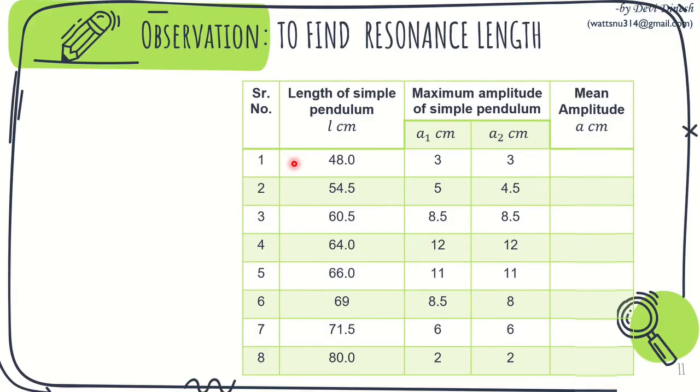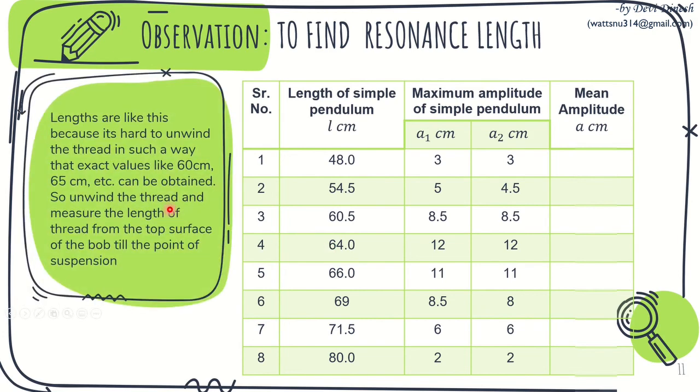So in the observation table, we are writing down the length of the pendulum and the maximum amplitude. For every single length, we will be calculating maximum amplitude twice. Calculate the mean amplitude. By the way, I had told you that we will start the reading from 45 centimeter and in steps of 5. But if you look at the values of length, you can see that it is 48, it is 54.5, 60.5.